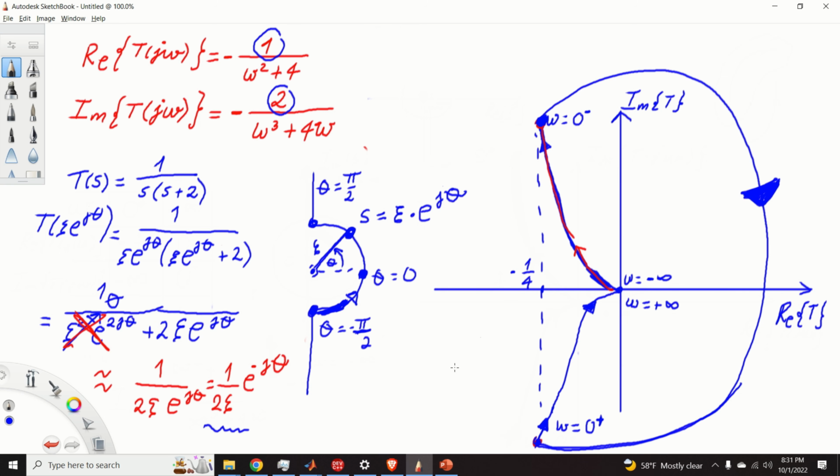And this is a very important detail when sketching the Nyquist plot, and you should always be careful when making this analysis. So whenever your transfer function has a pole, you might see this behavior. The pole should be on the imaginary axis, and when the pole is on the imaginary axis, you will need to perform this analysis.